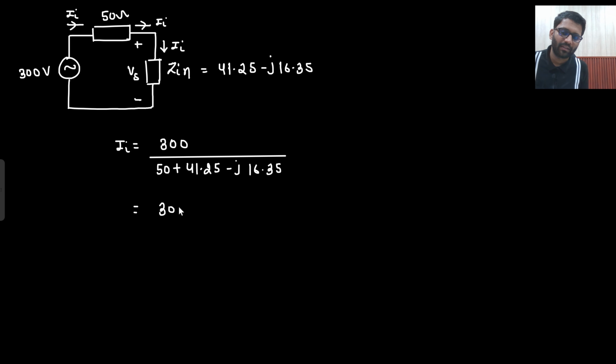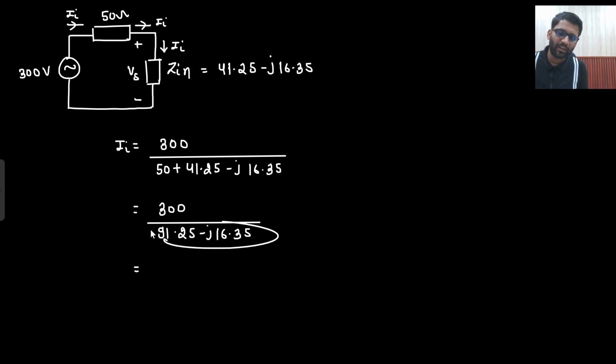So what will I be getting? 300 divided by 91.25 minus j16.35. So I need to find the angle and magnitude of this. First let's find the magnitude. What would that be? 91.25 whole square plus 16.35 whole square, under root. So 92.70. The magnitude we are getting is 92.70.